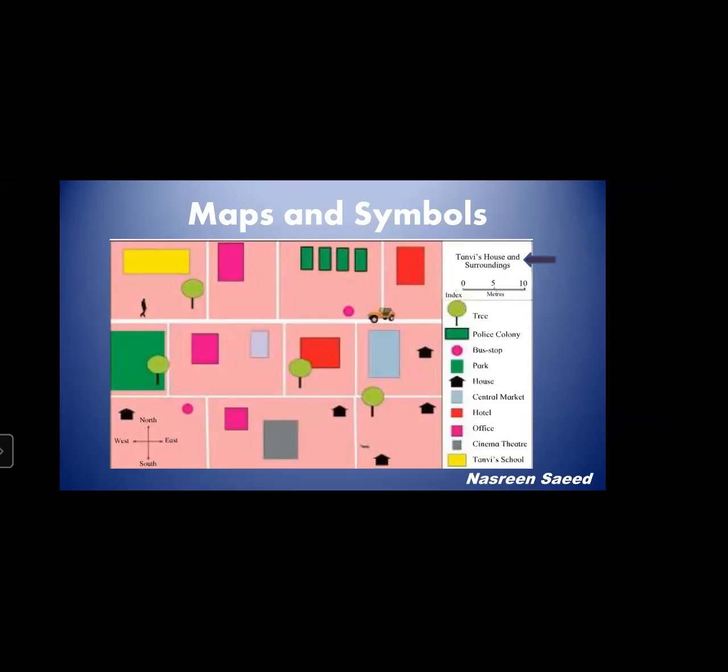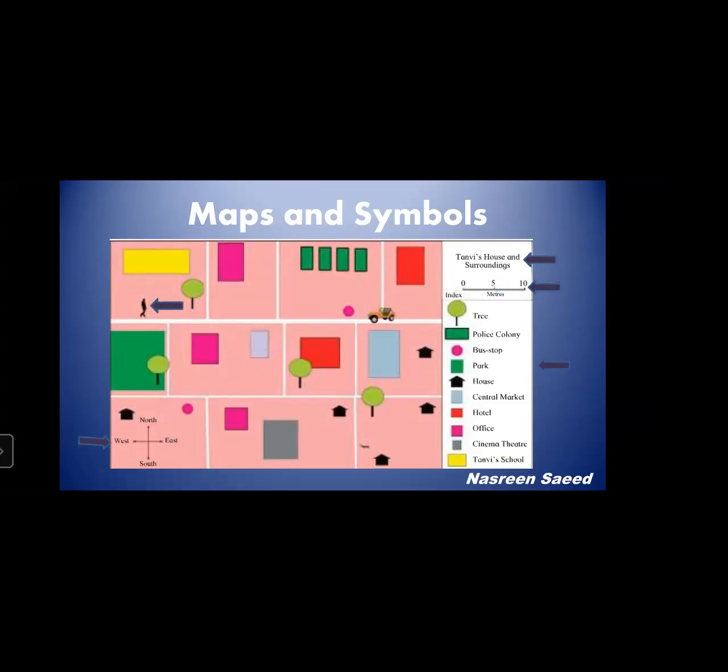There is the title of the map. It is correct. Then there is a scale. Correct. Then there is, what is this? Index. Yes. Part of the map. Correct. Then direction. Correct. So what is the mistake?